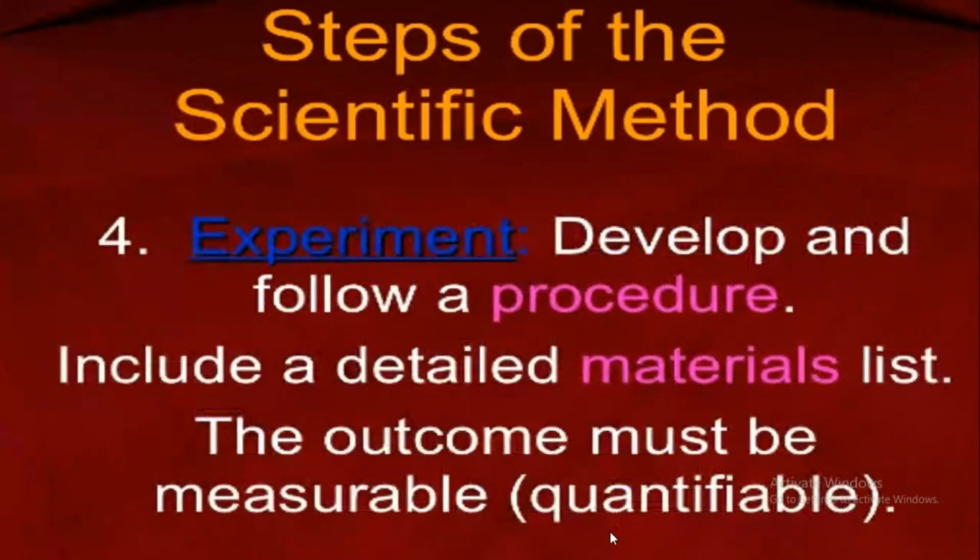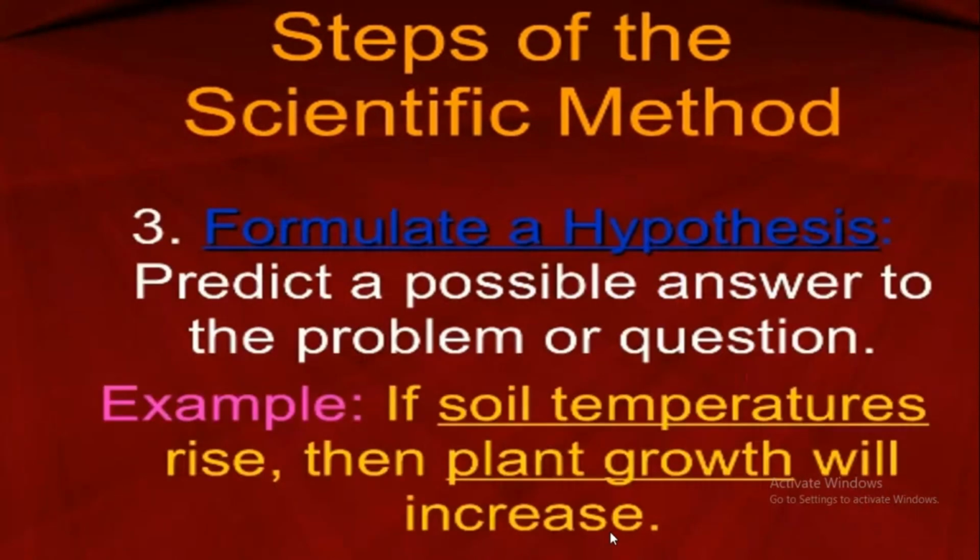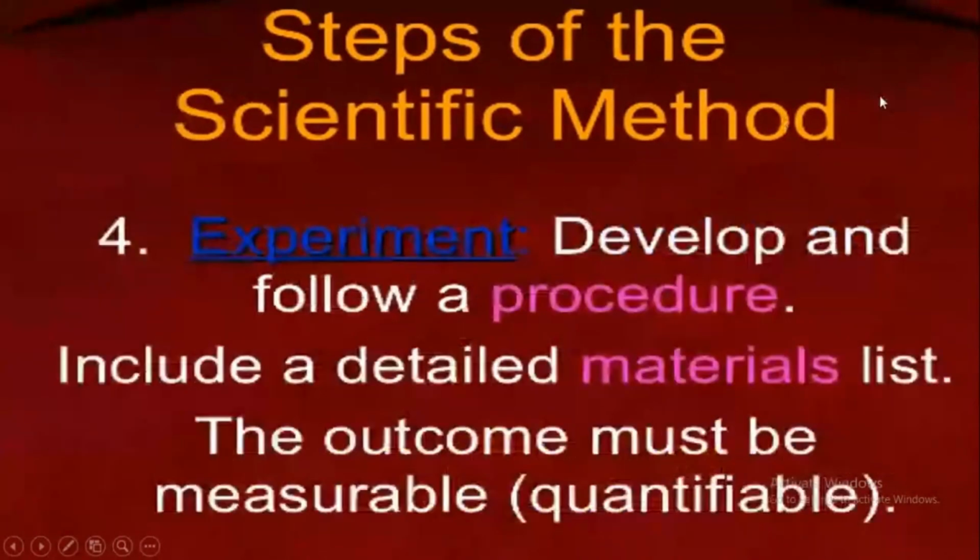So next one is experiment. So to find out the solutions for this hypothesis, to check this hypothesis, we need to do different experiments. So develop and follow a procedure, include a detailed material list. The outcomes must be measurable, quantifiable. So in an experiment, whatever the experiment is, all the variables or the measurable elements should be quantifiable as well. You can count them. They can be calculated, right? So basically the fourth step is to design an experiment in which we can prove our hypothesis. Either it will be accepted, or it will be rejected.